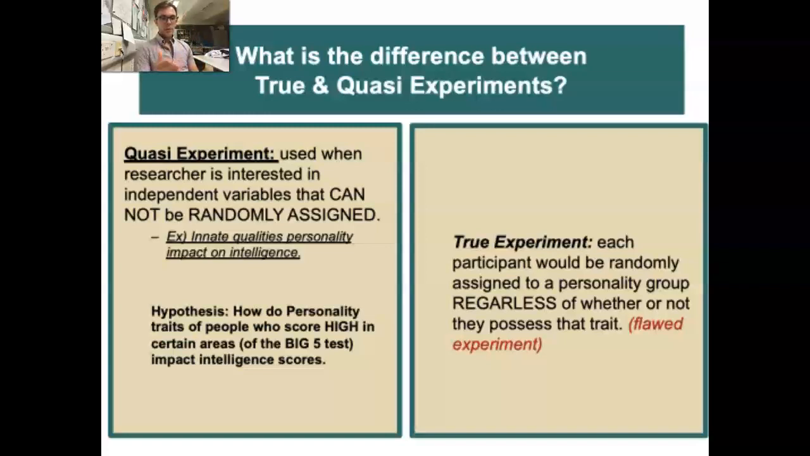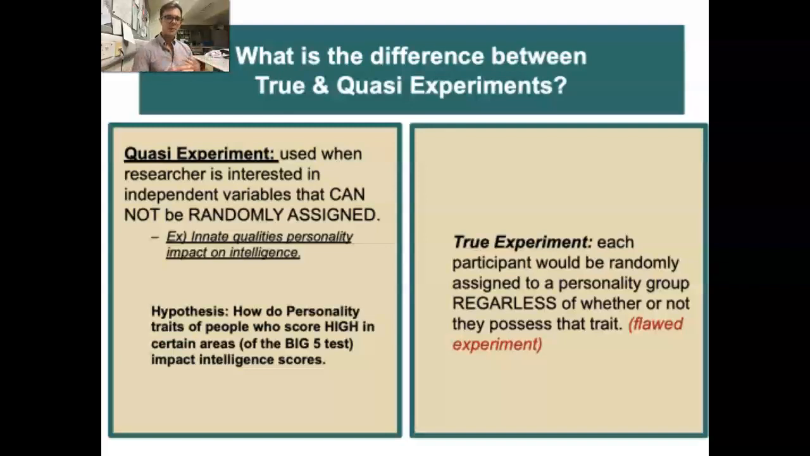So if we're looking at how personality traits of people who score high in certain areas of personality tests, Big 5 personality test, impact intelligence scores, in a true experiment, each participant would be randomly assigned to a personality group, right? Regardless of whether or not they possess that actual personality trait. This would be a flawed experiment because you wouldn't be able to actually measure people who were within that personality trait in their intelligence. So in this case, after participants take a personality test, the researcher would then assign them to groups and then test their intelligence, trying to measure the dependent variable, okay?